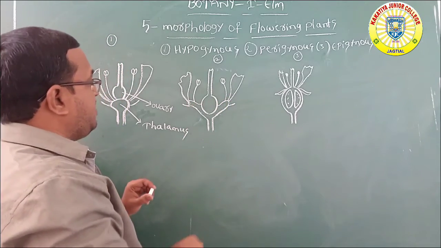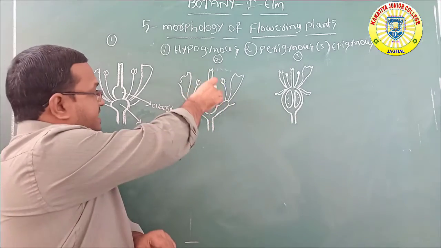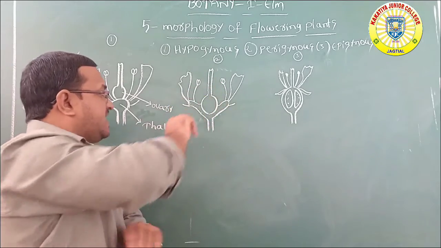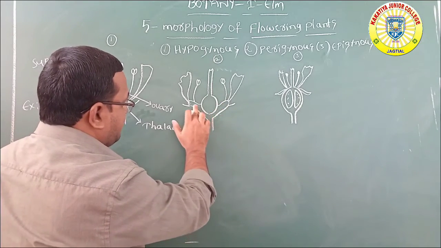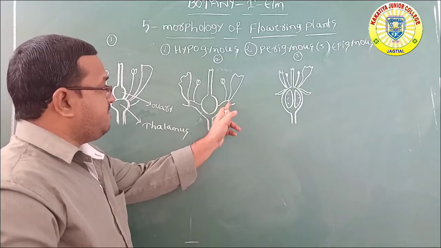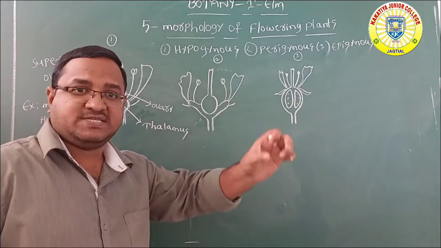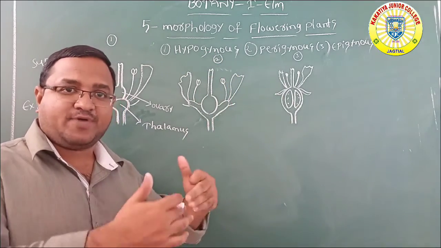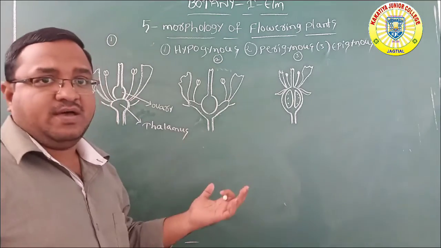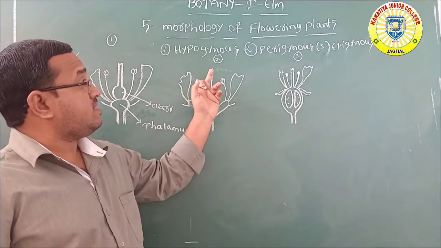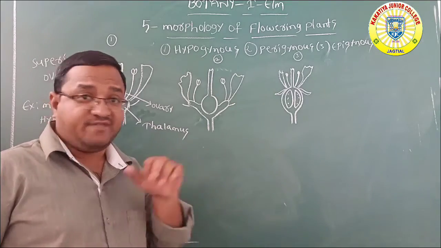Okay. So here gynoecium is present at the center of the flower. The remaining parts are arranged at the rim of the thalamus. On the rim of the thalamus, the remaining parts are arranged, but gynoecium is present at the center. So this type of flower is called perigynous flower. This type of ovary is called half superior, half inferior ovary.